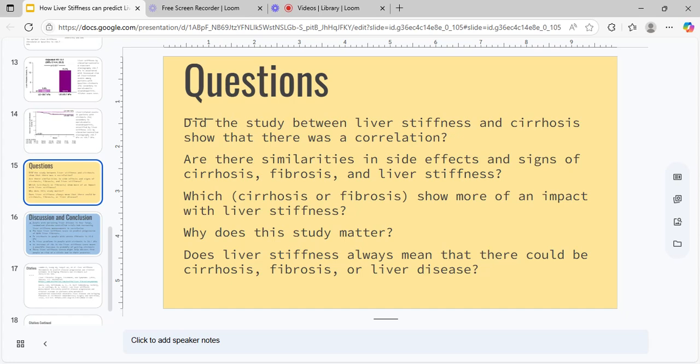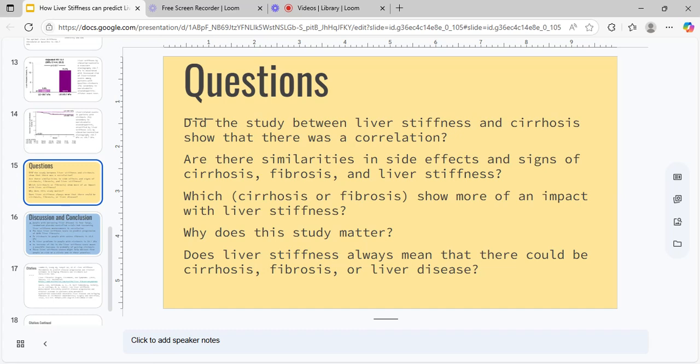I'm going to go over to question number 5 first because I feel like question number 4 is a great one to encompass everything at the end. So, does liver stiffness always mean that there could be cirrhosis, fibrosis, or liver disease? In this study, they didn't fully talk about it, but we can see the implications of liver stiffness with cirrhosis, fibrosis, and liver disease. And now we know that cirrhosis and fibrosis are both signs of liver disease and higher risks of liver disease, and that liver stiffness has a correlation with all of those.